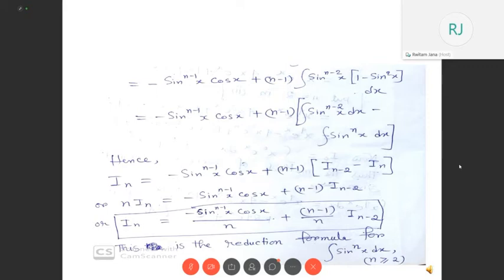You can see in the reduction formula there is a term called I suffix n minus 2. So the reduction formula is true for n greater than or equal to 2, that is n equals 2, 3 and so on. You cannot put n equals 0 or n equals 1 in the reduction formula. So this is the reduction formula for the integral of sine to the power n x dx.